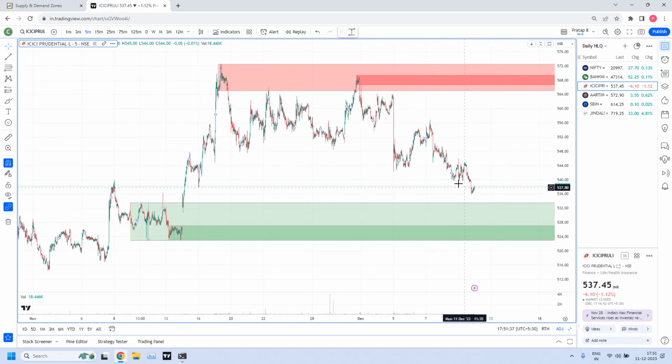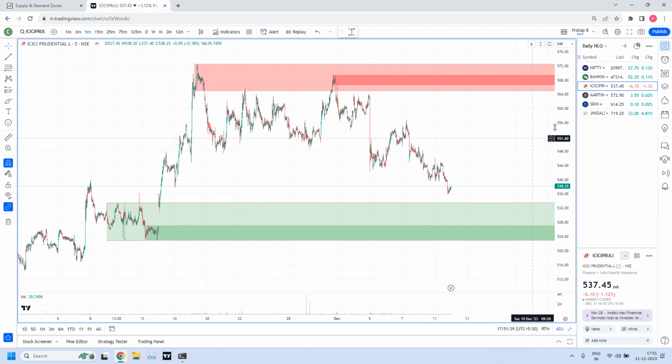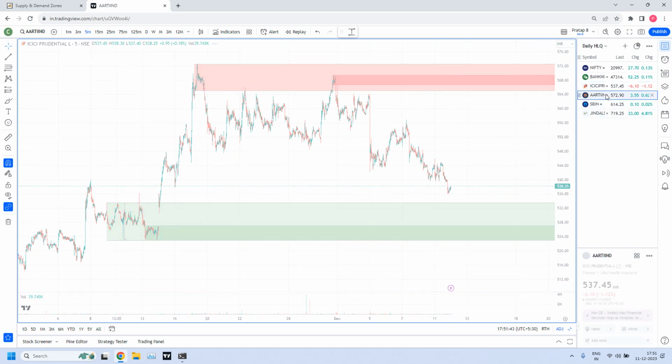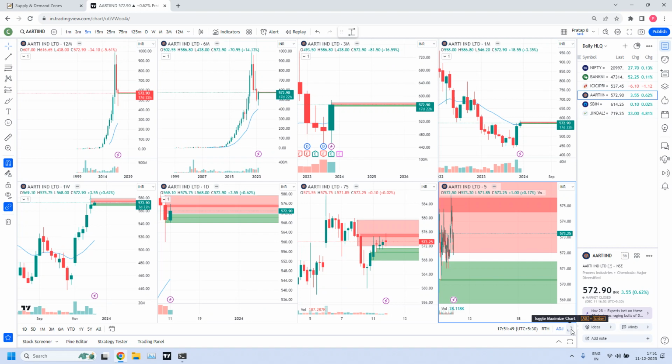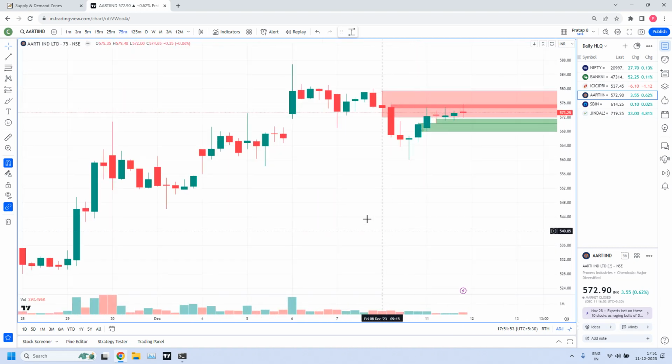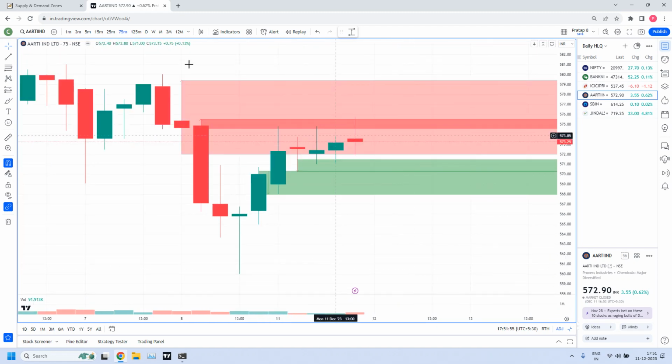Okay, the next stock. Anyway, the prices did not enter into this. And the next stock is Aarti Industries. This is a 75 minutes zone, a supply zone. So let me get into the 75 minutes time frame. So here we have a drop, base and drop. This is the 75-minute zone.